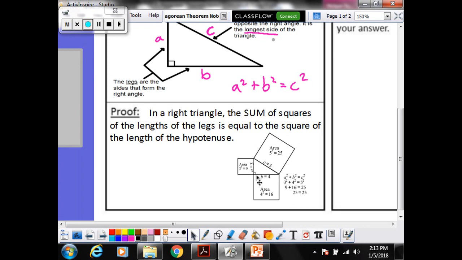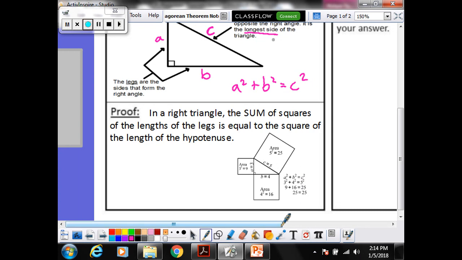If I drew a square off this side, and each side was 4, 4, 4, and 4, the area would be 16. What this formula is stating is that when I add those two areas, 9 plus 16, they should equal the area of the square formed by the hypotenuse. The hypotenuse was 5, so 5, 5, 5, and 5, the area would be 25. So when I do 5 squared, it gives us 25. Well, 9 plus 16 equals 25. And that's where the formula for a squared plus b squared equals c squared comes from.